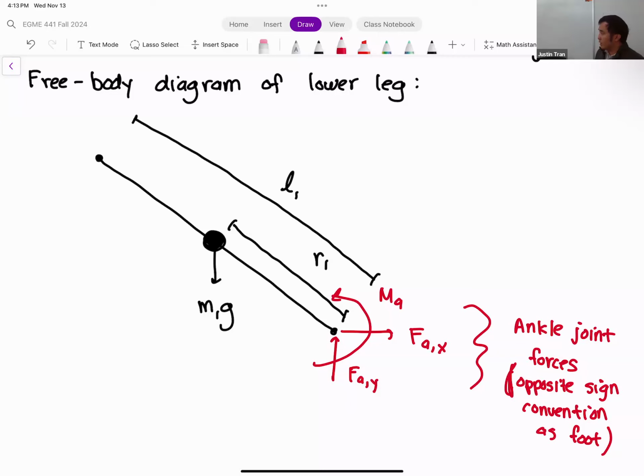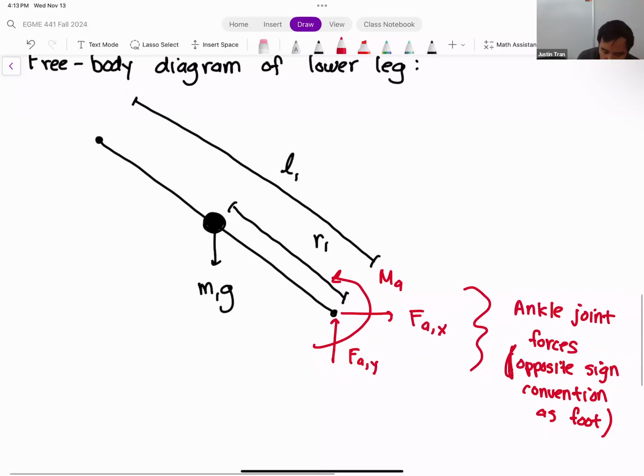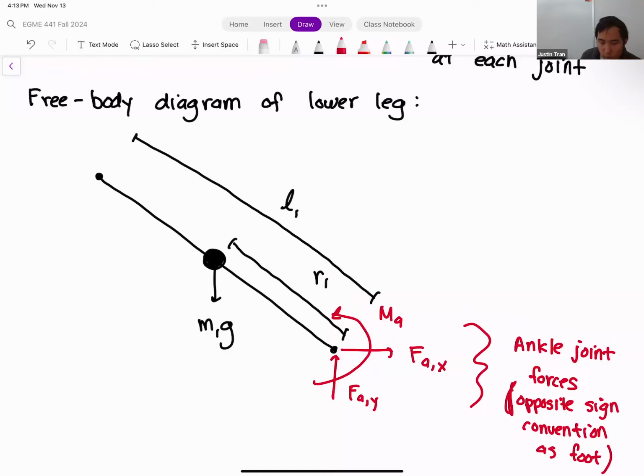So the convention that I'm using here is that the first time that we see these net forces, I'm going to put them in the negative direction. And then the second time they appear, I put them in the positive direction. So if you look at all these ankle forces here, they're all in their canonically positive direction. The Y force is in the up direction, the X force is going to the right, and the moment is going counterclockwise.